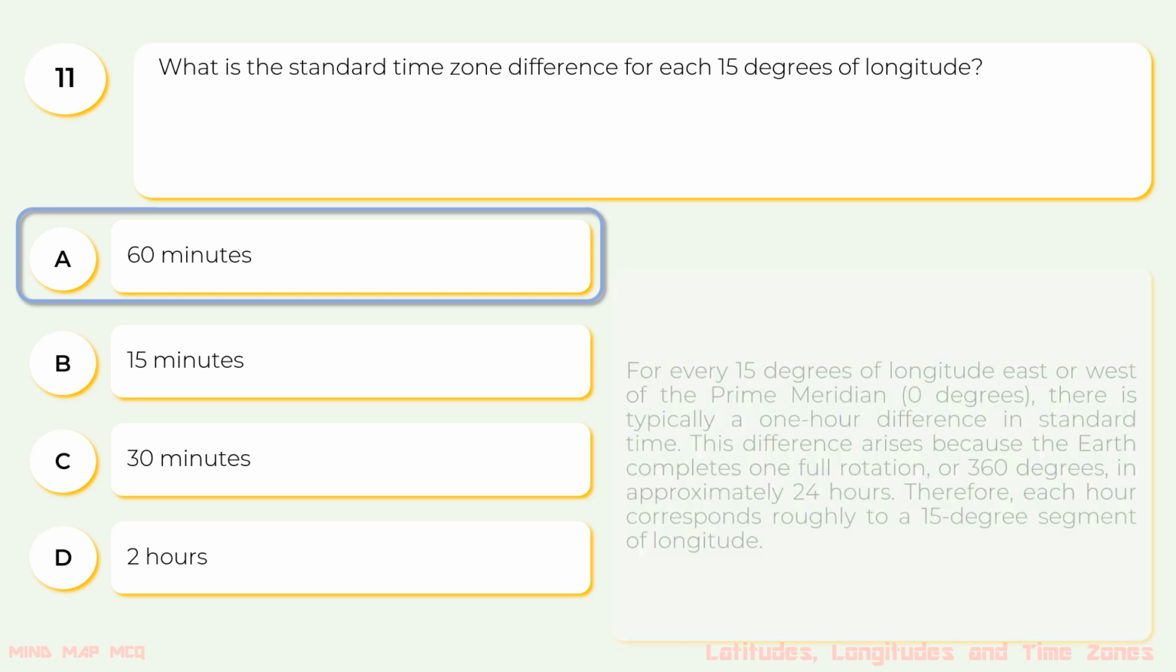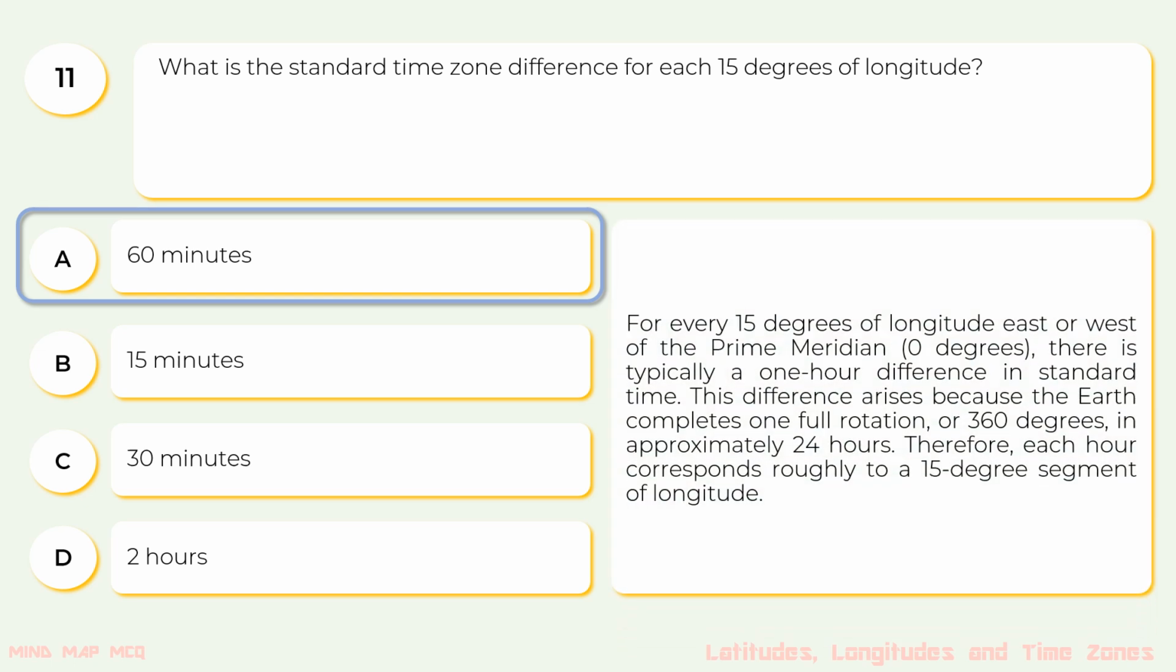60 minutes. For every 15 degrees of longitude east or west of the prime meridian, that is 0 degrees, there is typically 1 hour difference in the standard time. This difference arises because the Earth completes one full rotation, or 360 degrees, in approximately 24 hours. Therefore, each hour corresponds roughly to a 15-degree segment of longitude.